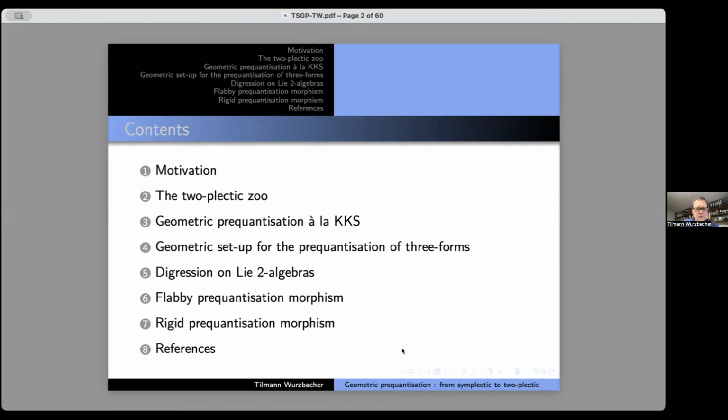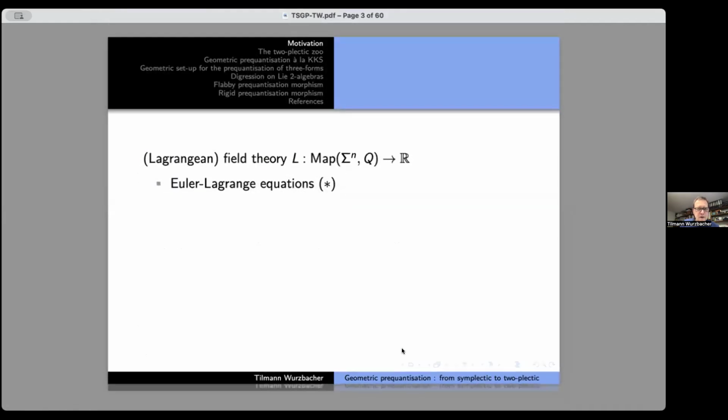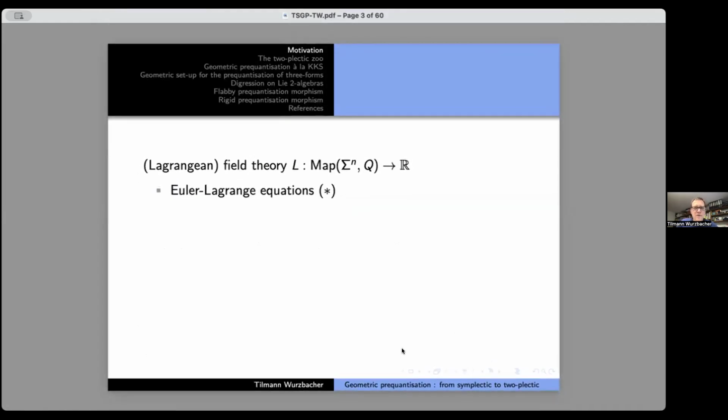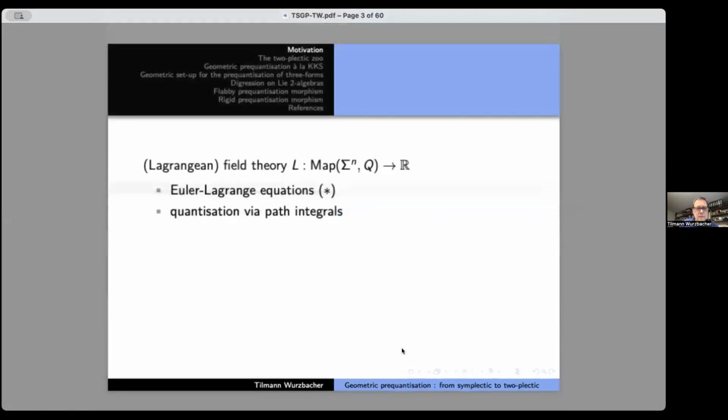Okay, this is a list of contents. I don't need it for now. Okay, this is a motivation. I remind what is the typical setup of a Lagrangian field theory. So you have fields, which are maps or sections, and you have a Lagrangian, and this yields an Euler-Lagrange equation, which I call star, which I don't write down here.